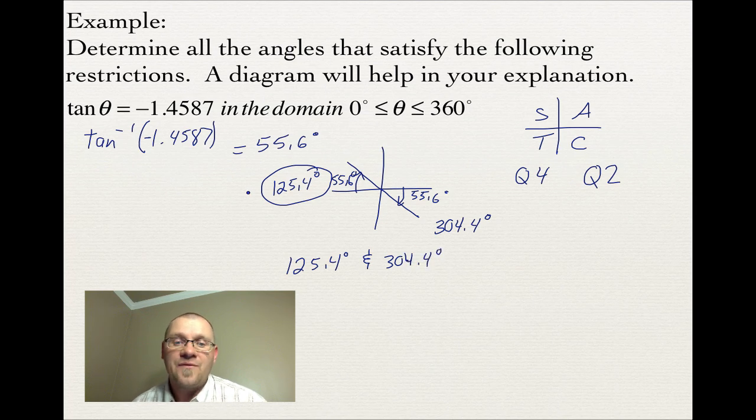So if you were to plug in tan of 125.4 degrees, you're going to find you get an answer of negative 1.4587. If you go tan of 304.4 degrees, you're going to find you get an answer of negative 1.4587.